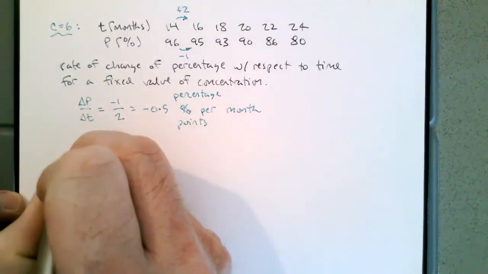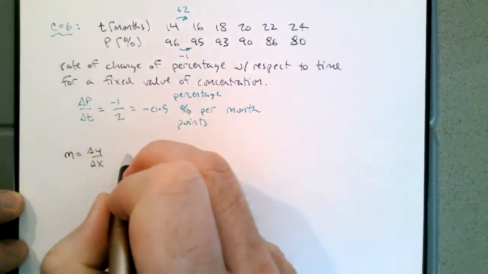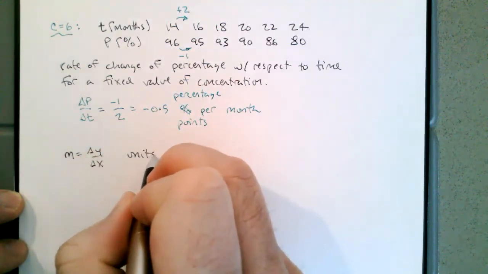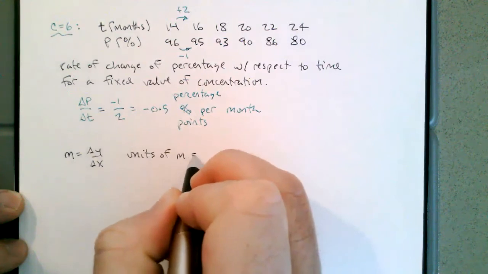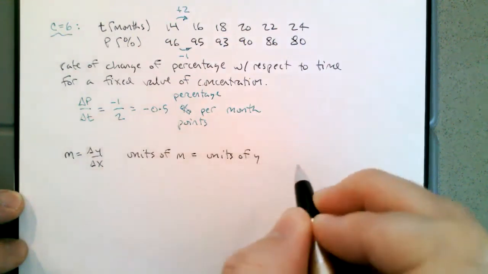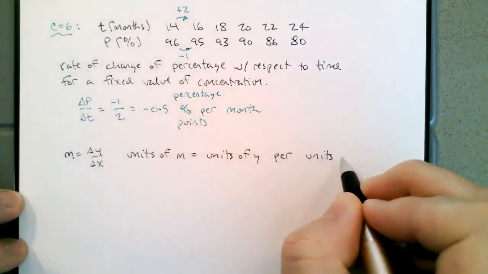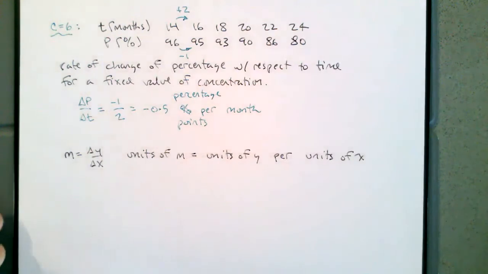So if the slope is delta y over delta x, then the units of slope are the units of y. Then you write per, and then you write the units of x. So interpreting things works the same way. We just have to interpret in 2 different directions.